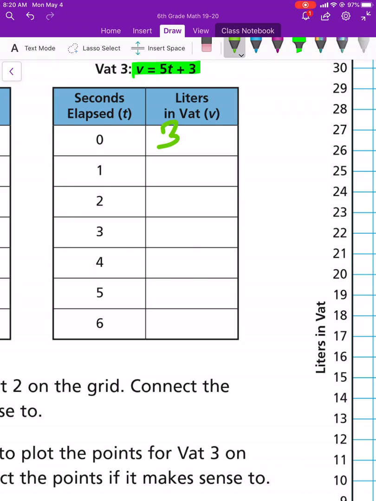So I'm going to plug 1 in for t. 1 times 5 is 5, plus 3 is 8. 2 times 5 is 10, plus 3 is 13. 3 times 5 is 15, plus 3 is 18. 4 times 5 is 20, plus 3 is 23. Then 5 times 5 is 25, plus 3 is 28. 6 times 5 is 30, plus 3 is 33.